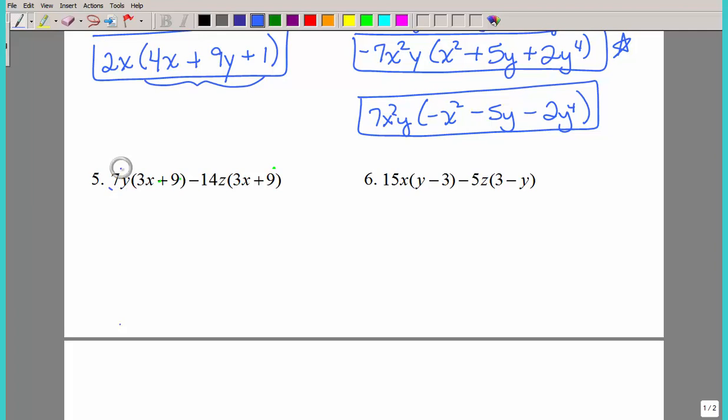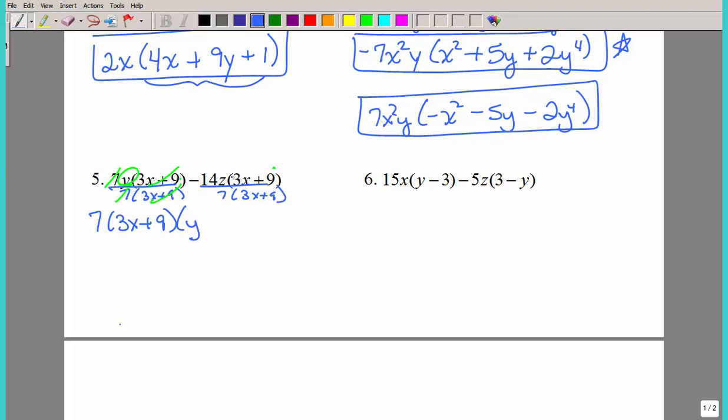Well, if you look at the coefficients, the 7 and the 14, you should say, all right, they have a 7 in common. The y and the z are not in common, but we also know that 3x plus 9 is in common. So what if I divided each term by that common factor? Let's see what we would get here. All right, so again, we would reduce, and the only thing left is a y.